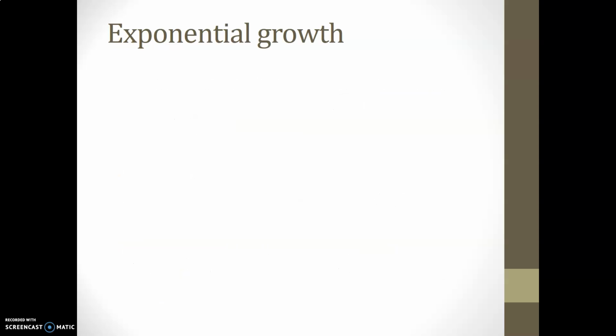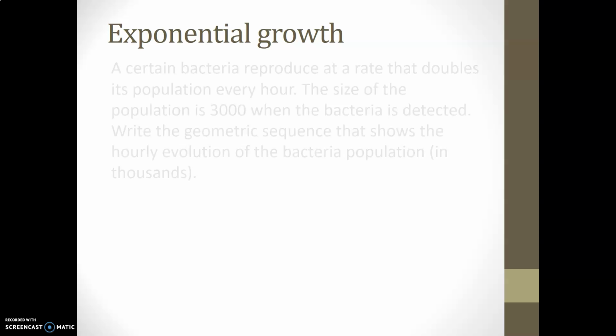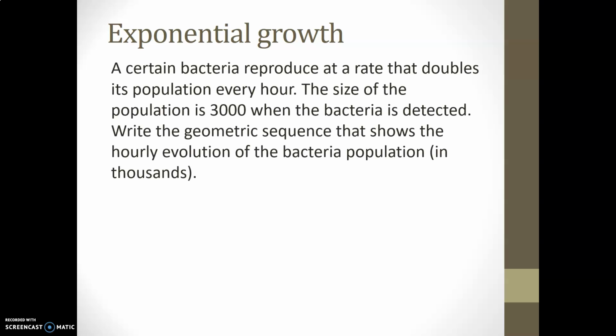So an application is one called exponential growth. For instance, a certain bacteria can reproduce at a rate that doubles its population every hour. The size of the population is 3,000 when the bacteria was detected. Now, write the geometric sequence that shows the hourly evolution of the bacteria population. We're going to write the population size in thousands so that we don't drag a bunch of zeros around.